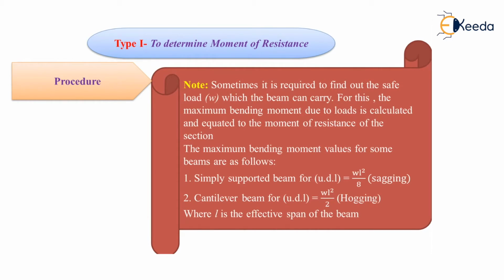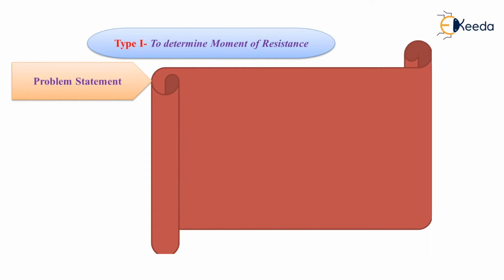Now we will see one numerical here based on our type 1. Type 1 is to determine the moment of resistance. We have the problem statement here.